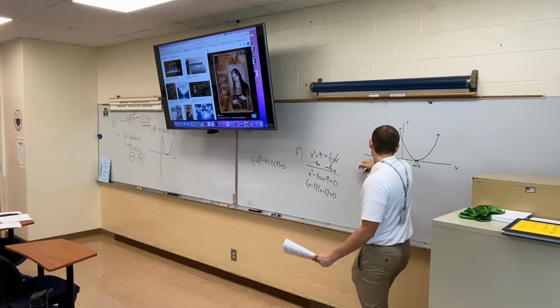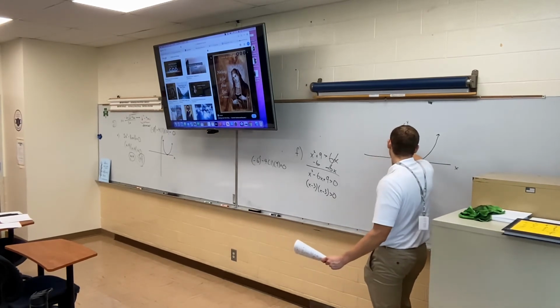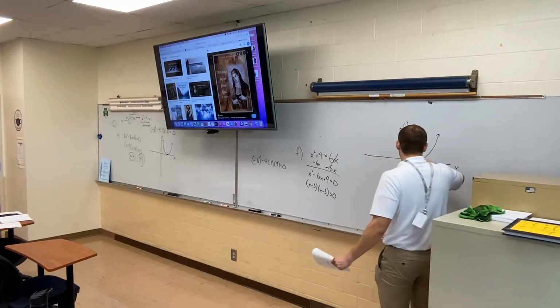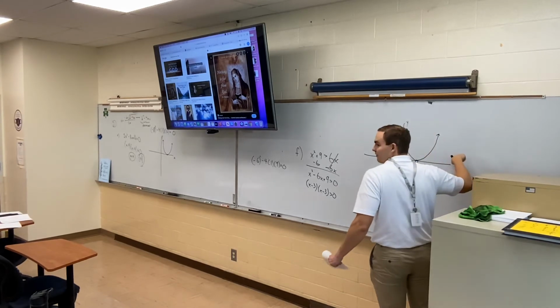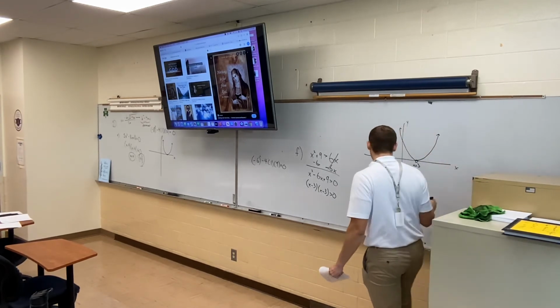So we go negative infinity, right? We want to know we're above the x-axis, so it's negative infinity all the way to 3 where it touches the x-axis, and then all the way to positive infinity. 3 to positive infinity, okay?